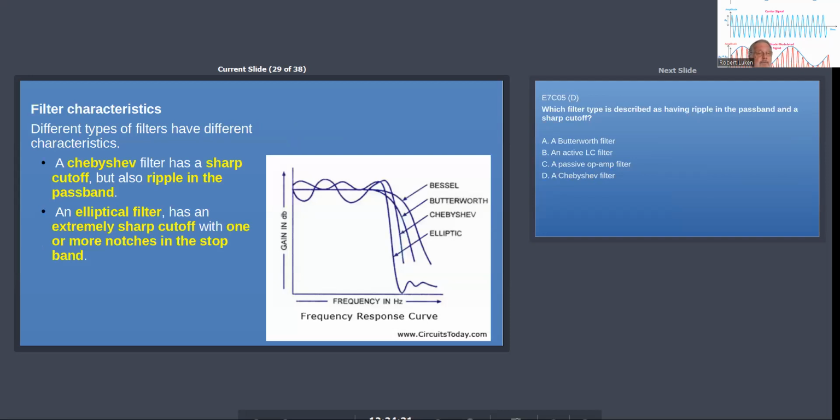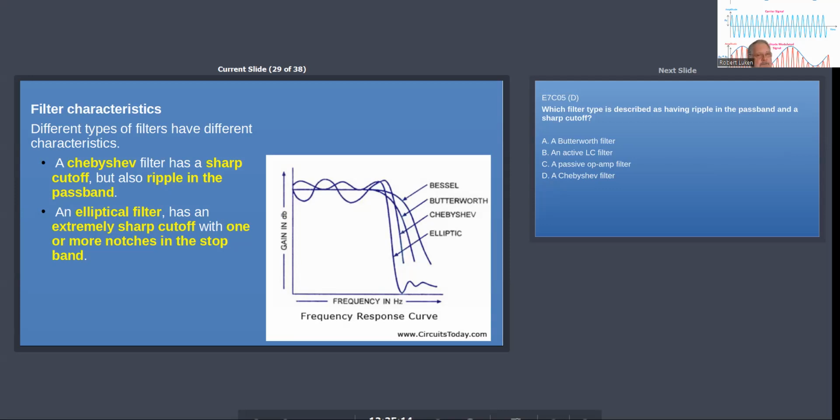Okay, here are some different analog filters. We've got Bessel, Butterworth, Chebyshev, and elliptic. Butterworth used to be very common. In fact, they're probably still used because there's no ripple in the passband for a Butterworth filter, but they don't have as steep skirts. The Chebyshev has much steeper skirts than the Butterworth or the Bessel, but you get ripple in the passband.